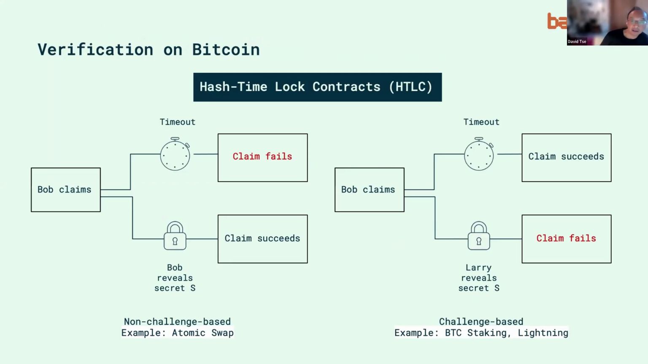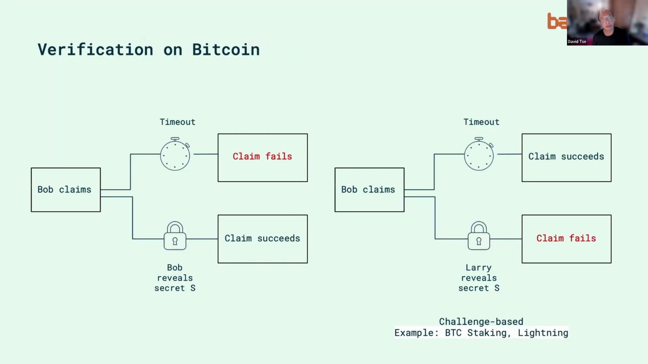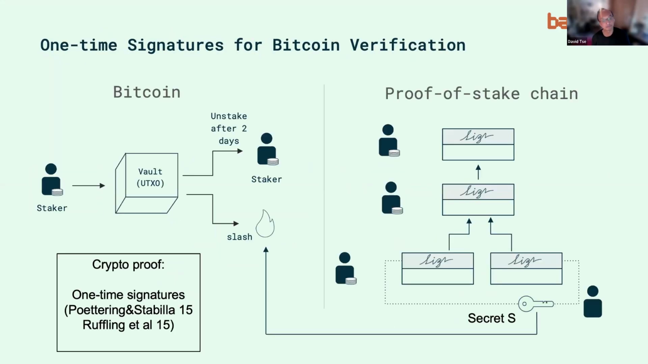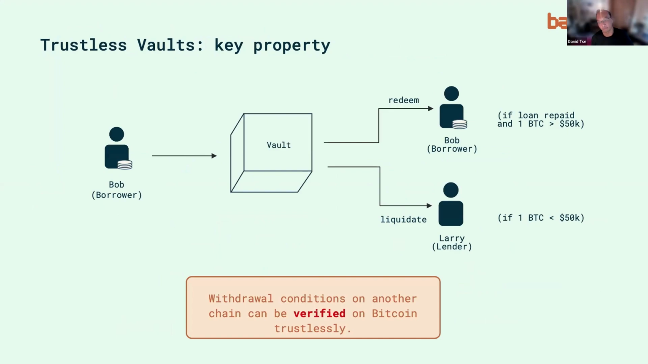This problem of verification of a state on another blockchain trustlessly is actually a problem that appears quite a lot in other blockchains, not Bitcoin, okay? So I already gave the example of Ethereum.